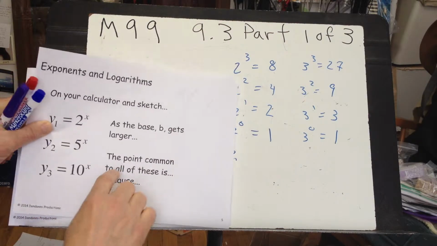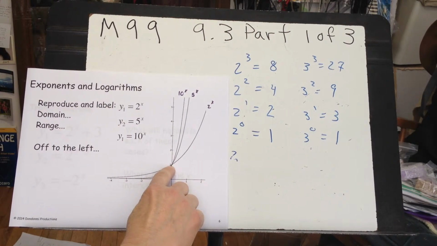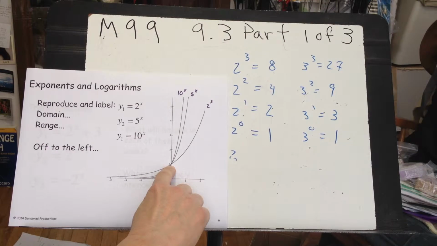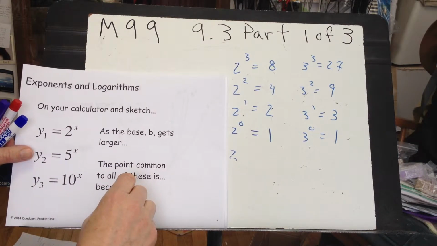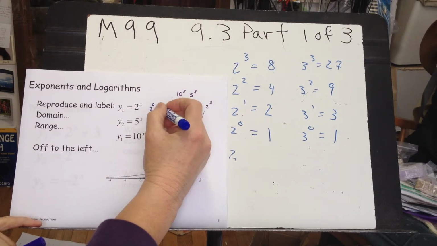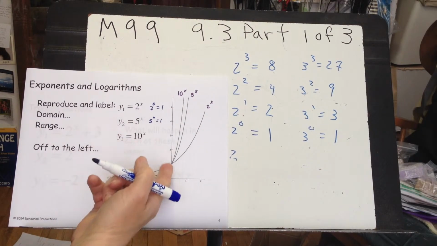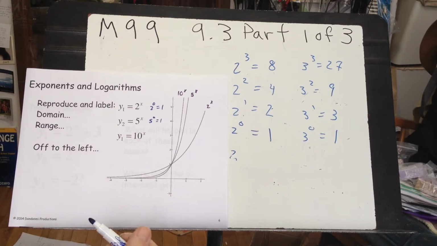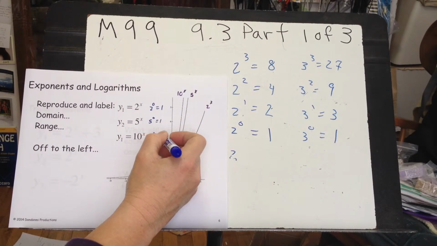Now, the point common to all of these is going to be (0, 1). That's the coordinate pair of that place, and that is because anything raised to the 0th power is going to be a 1. 2 to the 0th power is equal to 1. 5 to the 0th power is equal to 1. Now if you sketch this and you didn't show them all going through that place, you might want to revise your sketch and show them all going to that place. 10 to the 0th power is equal to 1.